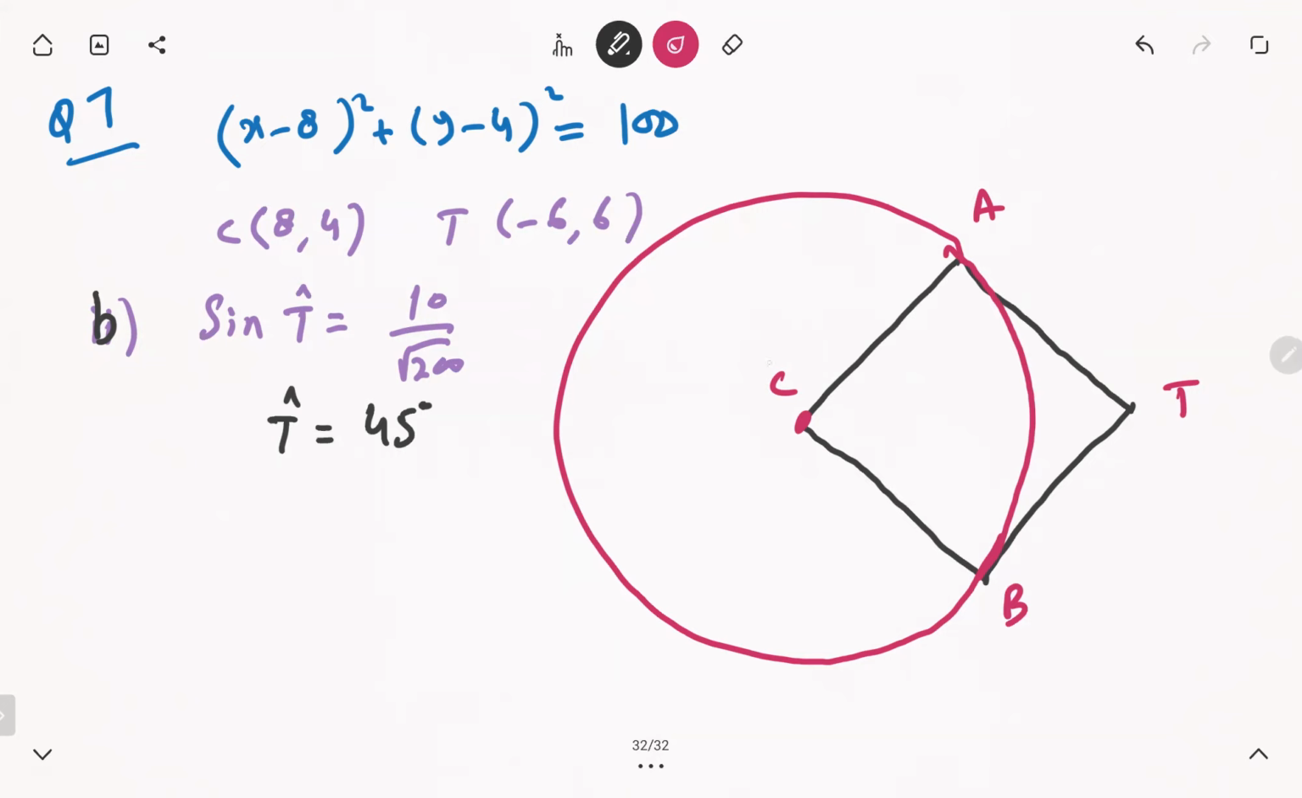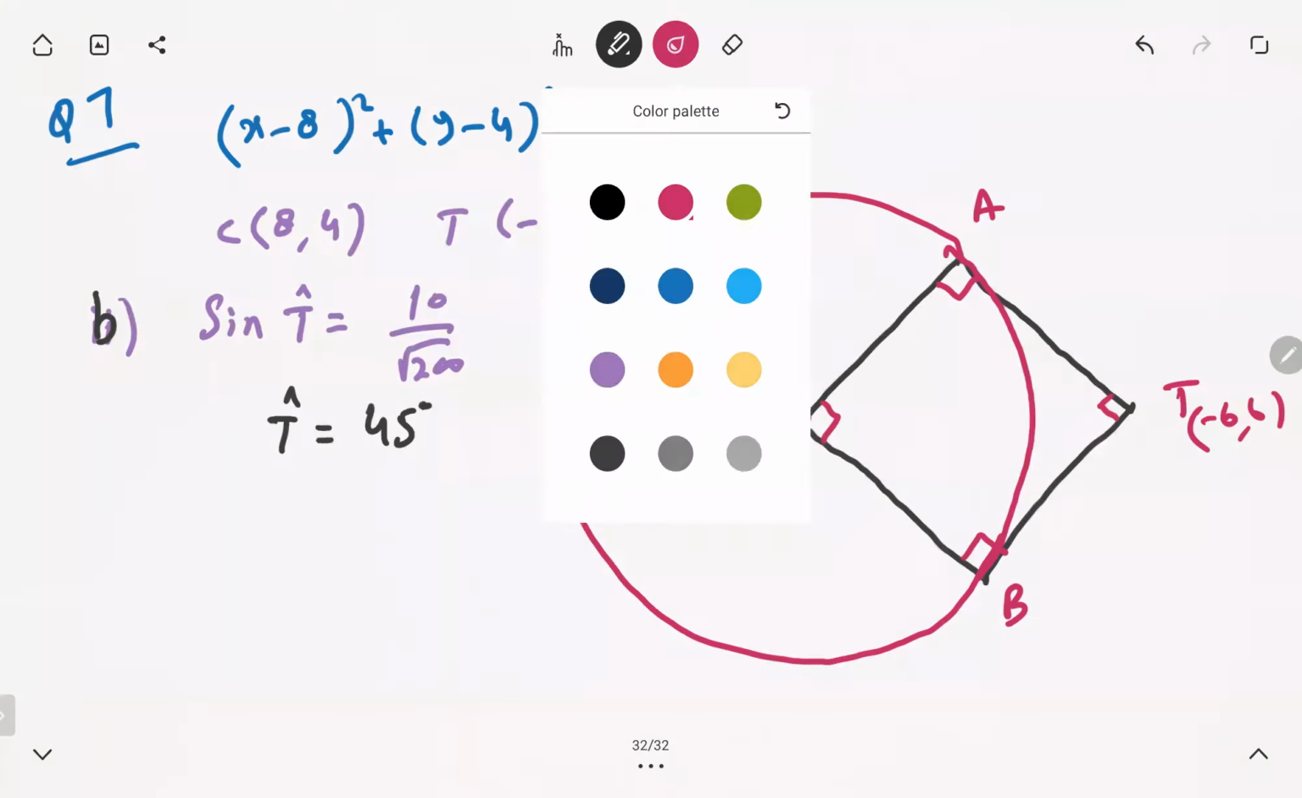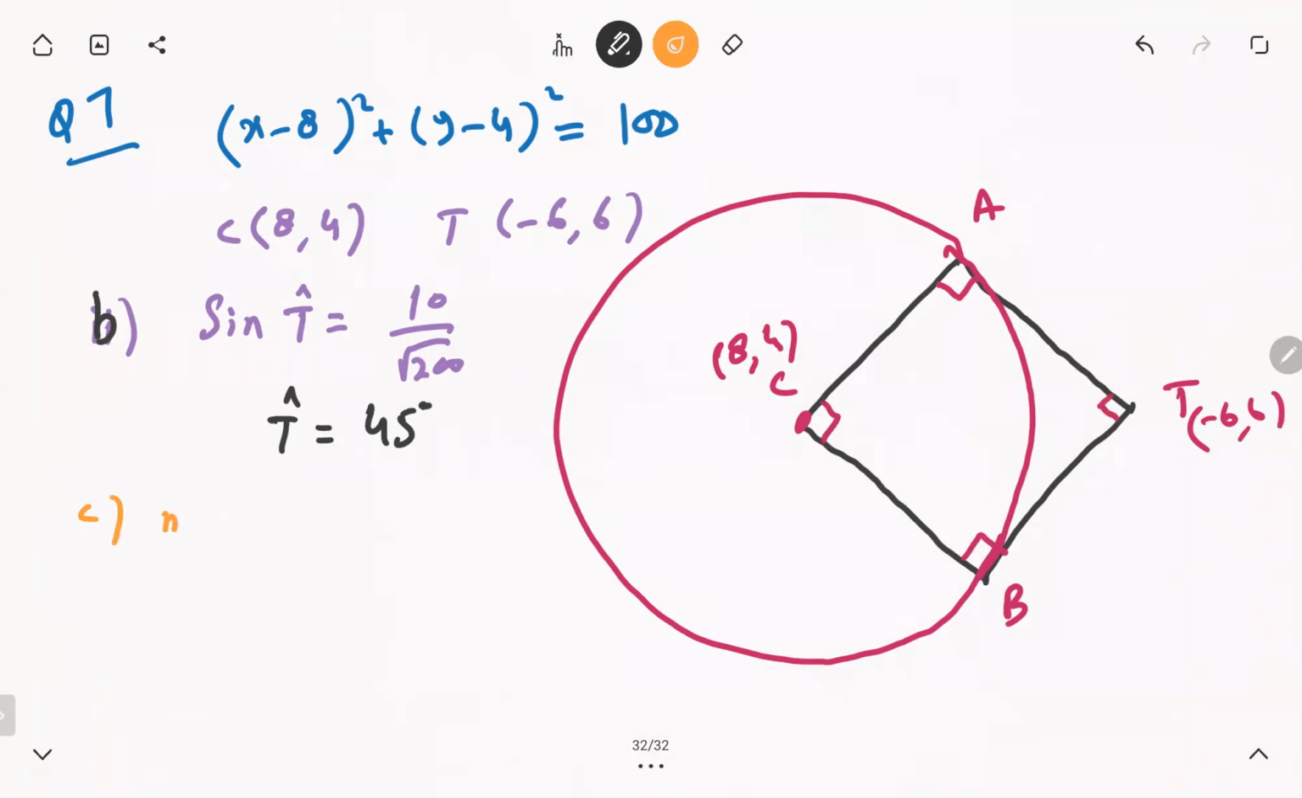The coordinates of C are 8, 4, and T is -6, 6. So because it is a square, its diagonals will be perpendicular. If the diagonals are perpendicular, now you can find the gradient of CT first. What's the gradient of CT?